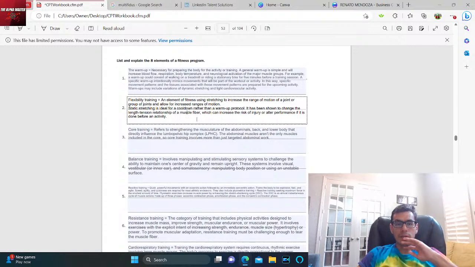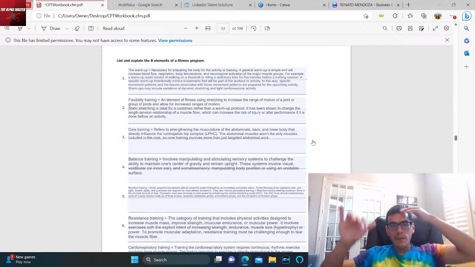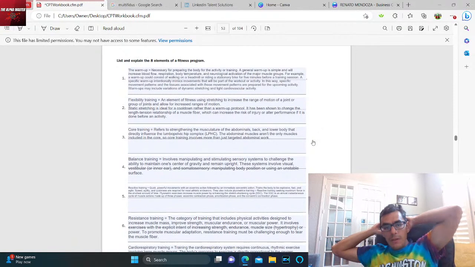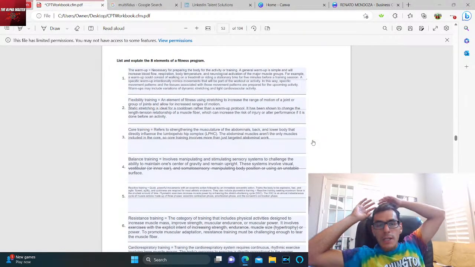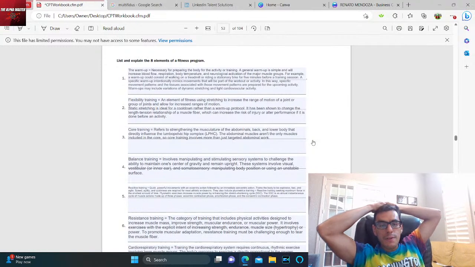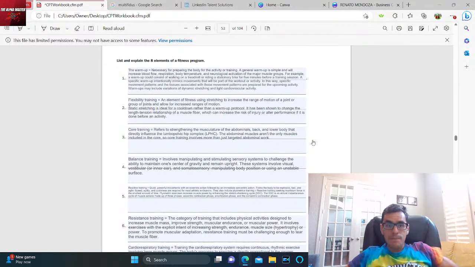Now, core training refers to the strengthening of the musculature of the abdominals, the back, and the lower body that directly influence the lumbopelvic hip complex. It's going to be LPHC.